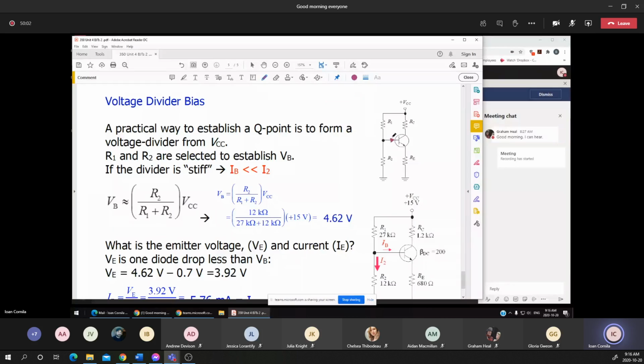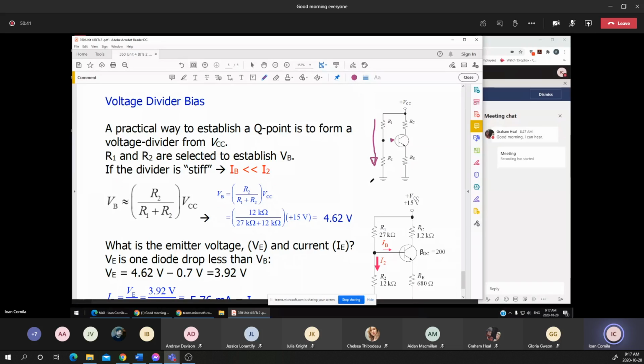That's why I make the assumption that IB is very small compared with the current that flows through R1 or I2. Remember, the condition is: if one of the two currents, one of the two voltages, one of the two powers is 10 times less than the other one, it can be neglected. This condition means that I have to make sure that IB is at least 10 times less than the current that flows through R1 and R2.